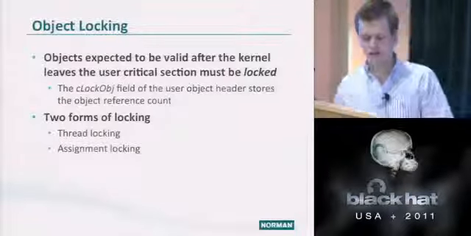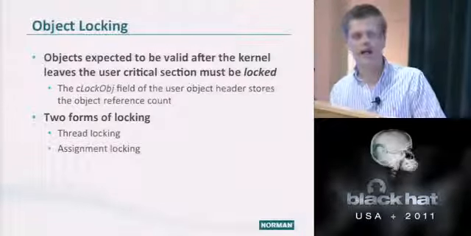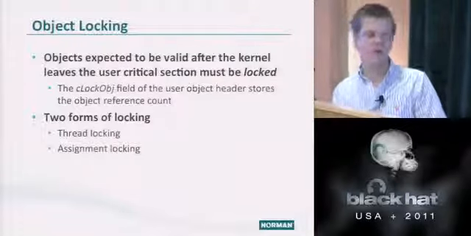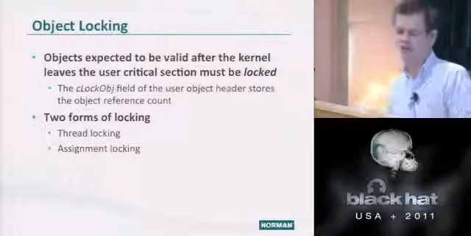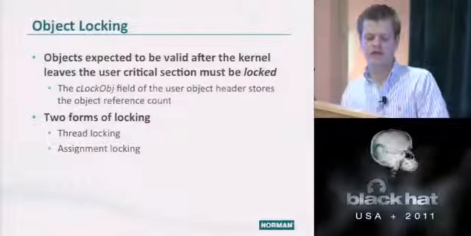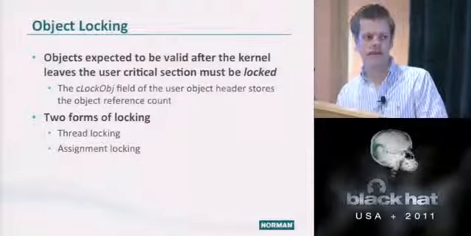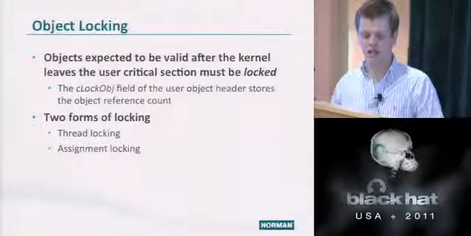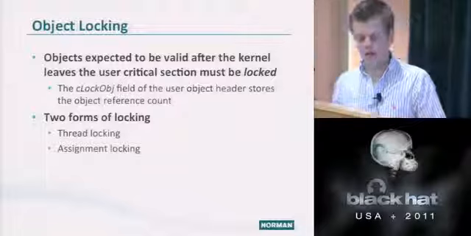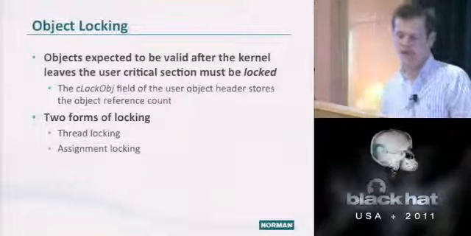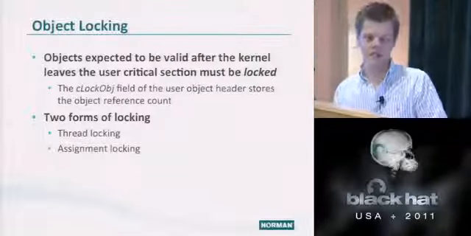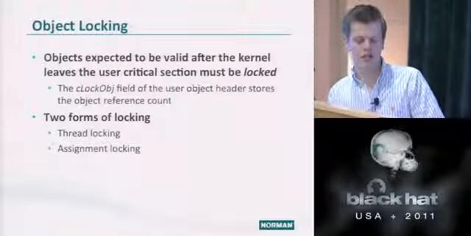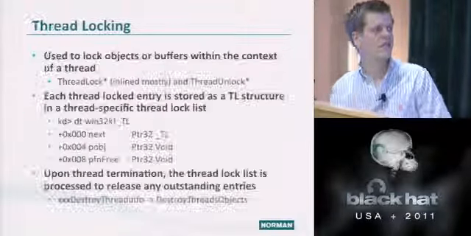So when you invoke a callback and have a reference to an object, you expect that object to be valid when you return. So what you have to do is lock the object. If you remember the header, it had a lock count value, that's the cLockObj field. So we basically need to increment that to prevent the object from being deleted. There are two ways of performing locking, and that's thread locking and assignment locking.